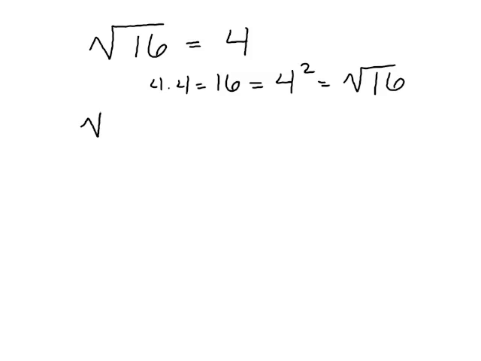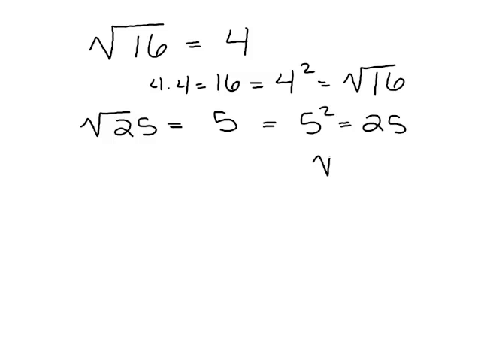They all mean the same thing. What if I have the square root of 25? So what times itself equals 25? 5. So I can rewrite that: 5 squared equals 25, or the square root of 25 equals 5.